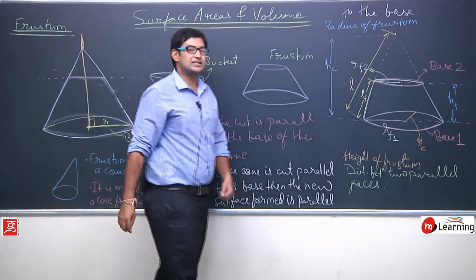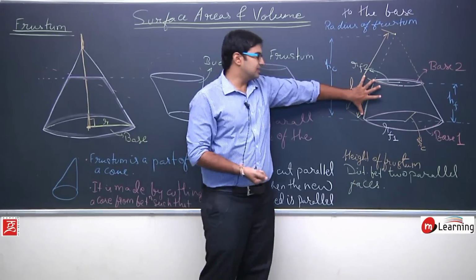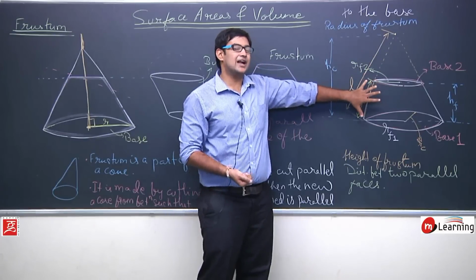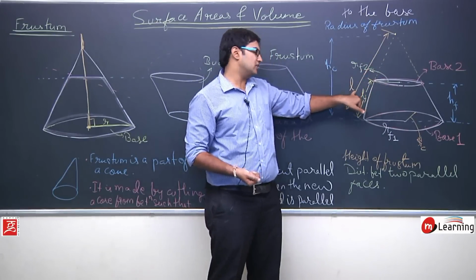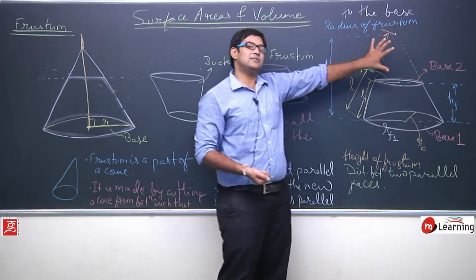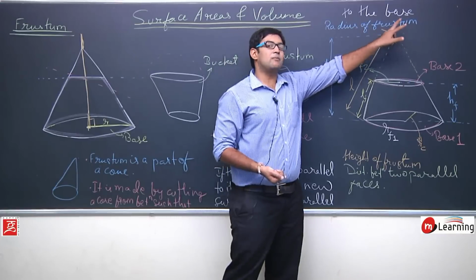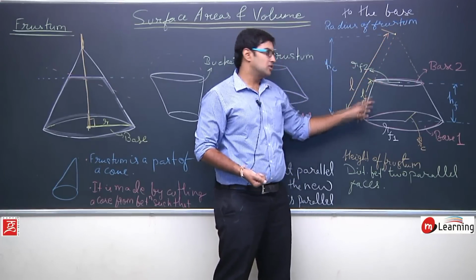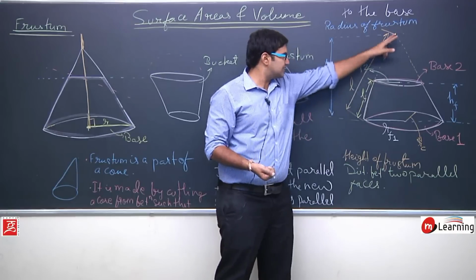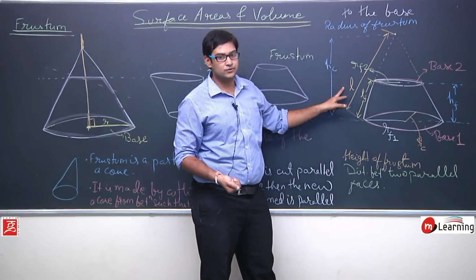Okay, this length is known as the slant height of the frustum. So how do we define the slant height? In the case of a cone, the slant height means the distance from the apex of the cone to the corner of its base. So apex to corner, this distance is the slant height in the case of a cone.